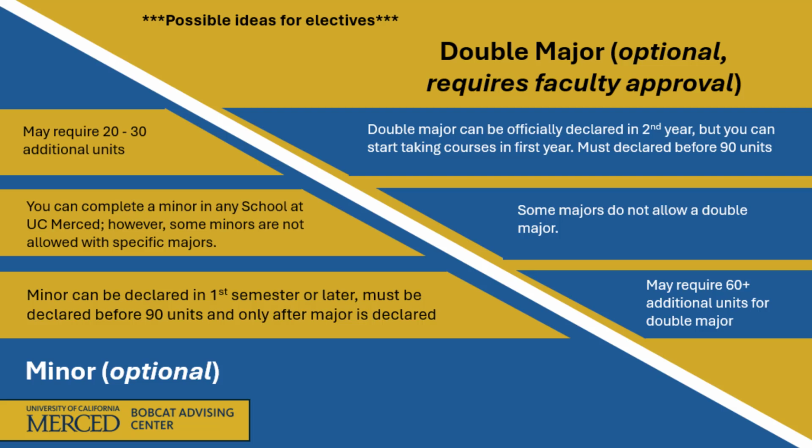However, some minors are not allowed to be combined with specific majors. Minors can be declared in the first semester or later and must also be declared before reaching the 90 units. Students must also have a major declared before being able to declare a minor.